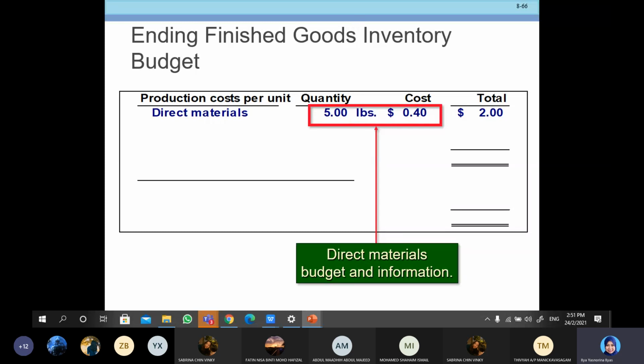Okay, now we calculate our ending finished good inventory. So from here, we want to identify how much the ending finished good inventory will be in total. Let's say our ending inventory, based on the production, is 5,000. Now we want to calculate our product cost. Because we already know our direct material, our direct labor per hour, and our manufacturing overhead.